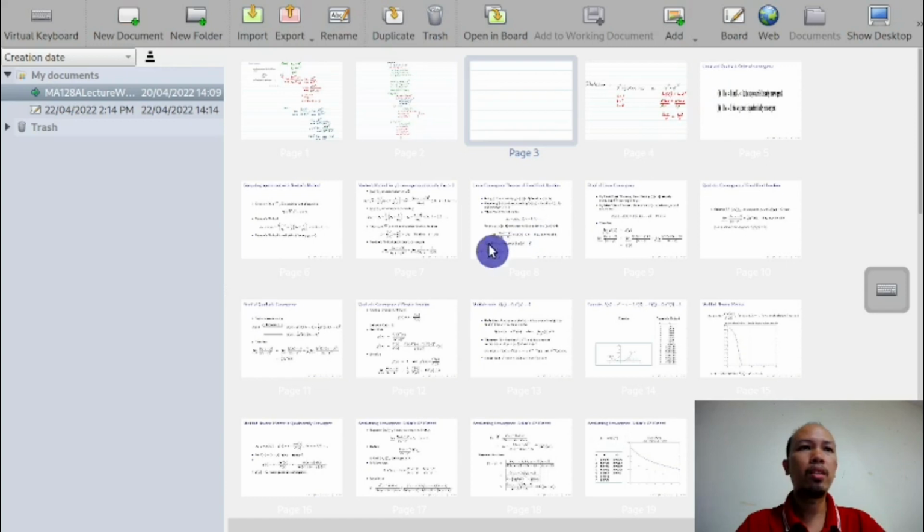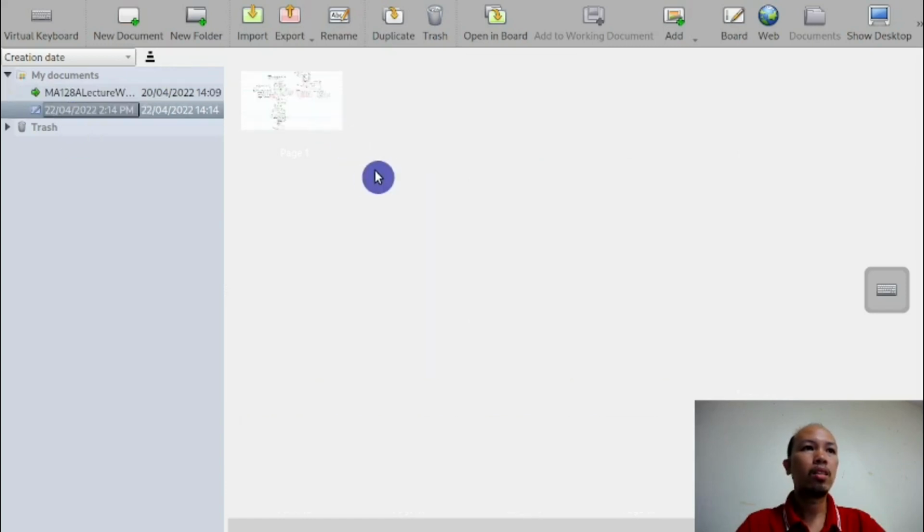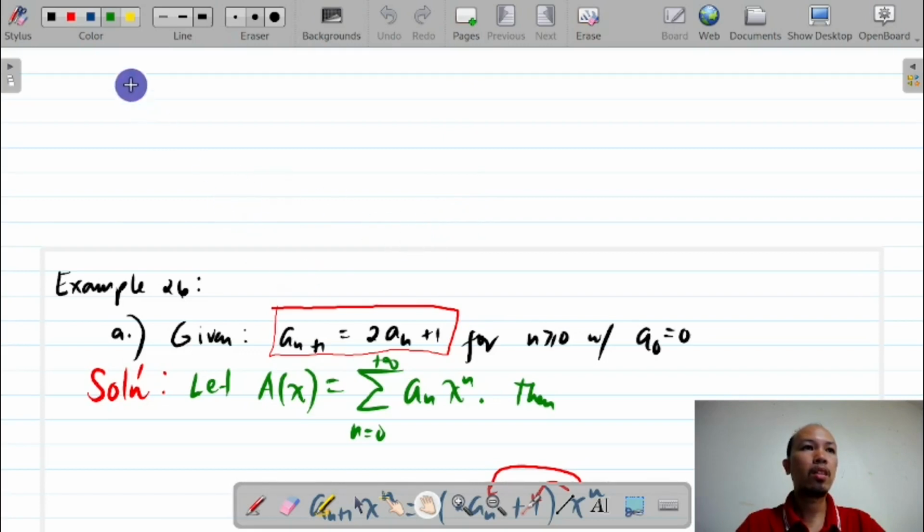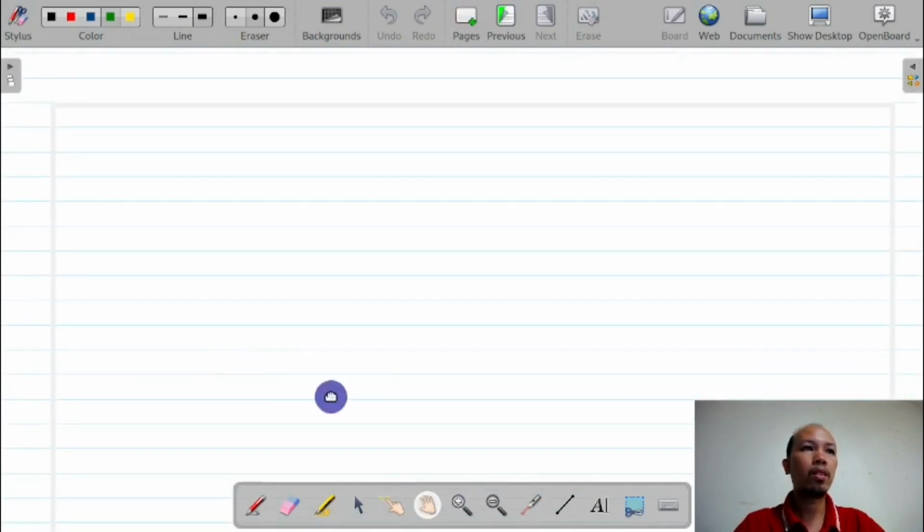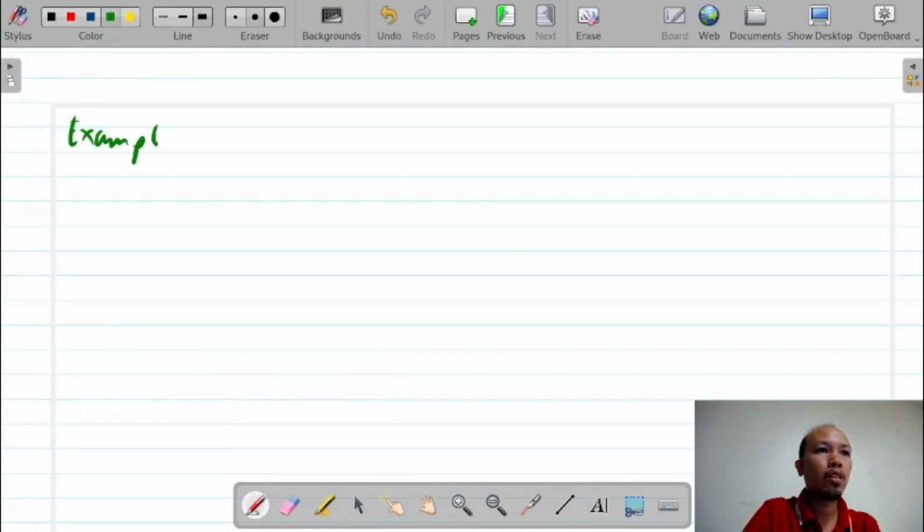Okay, not this one. Yes, I think this one here. Let's have a new page. Okay, this one here. Example 26 solution for example 26 letter B.